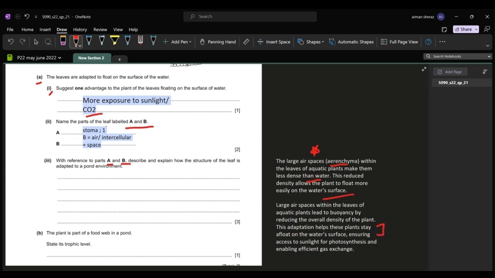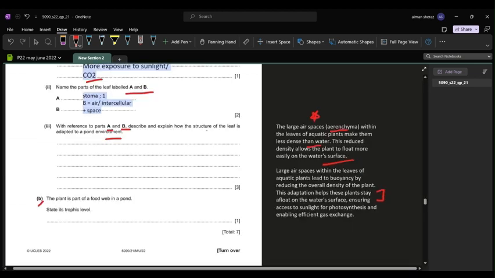So these adaptation helps the plant stay afloat on the water surface. Now what does stoma do? Stoma is also going to be present on the surface of water. So that means that there will be more photosynthesis again because it will be more exposed to air. Air can enter, air can leave. यानी कि CO2 अंदर आ गया, पर oxygen बाहर जाएगी. That's how these structures enable the leaf to be adapted to a pond environment.